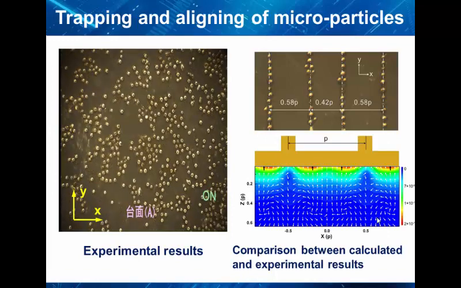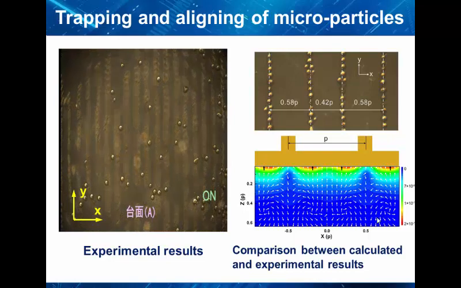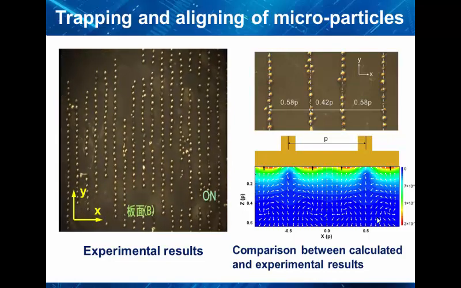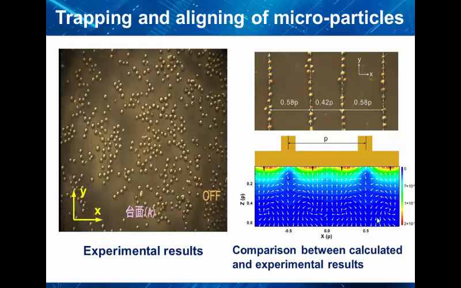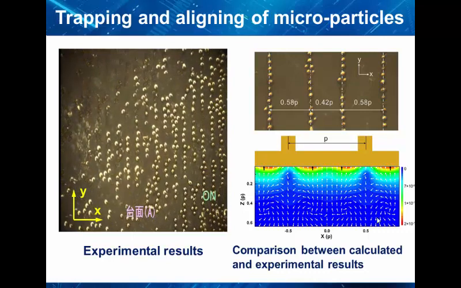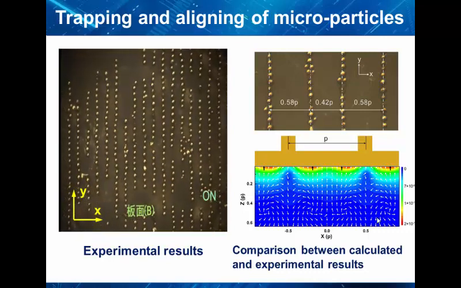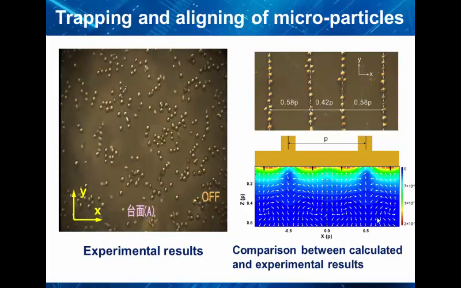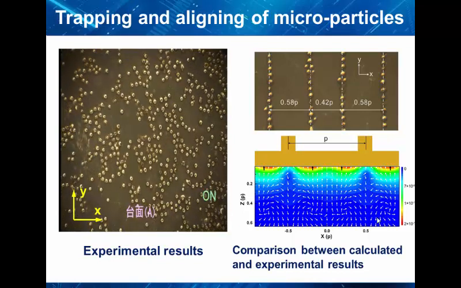When the plate was excited at its resonant frequency, a localized and enhanced acoustic field was generated on the surface of the plate. As the plate was close to the fetter, the particles on the fetter were aligned by the acoustic radiation force in the x direction. These particles can also be trapped on the surface of the plate by the acoustic radiation force in the z direction.